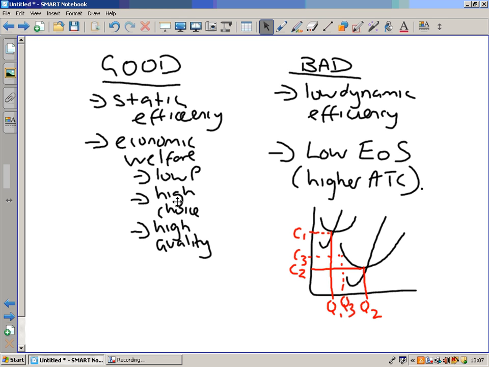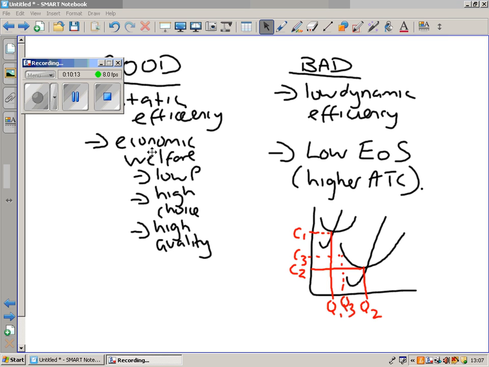So what we say is overall, well, is this a good market structure or not? It really depends on the market we're looking at.